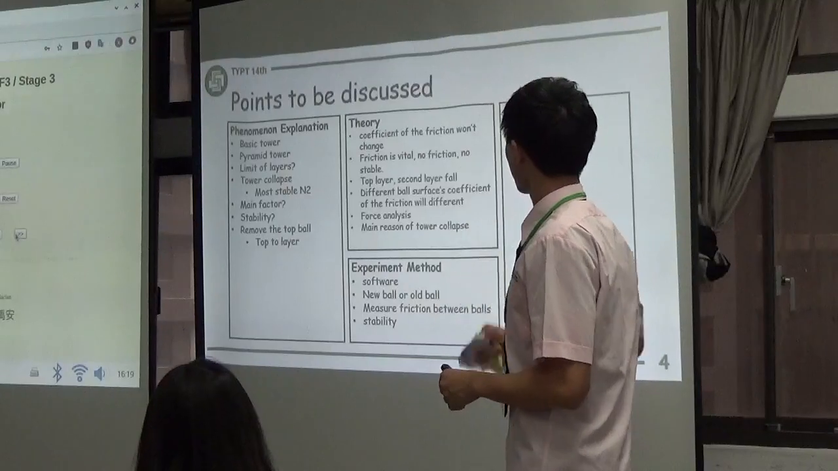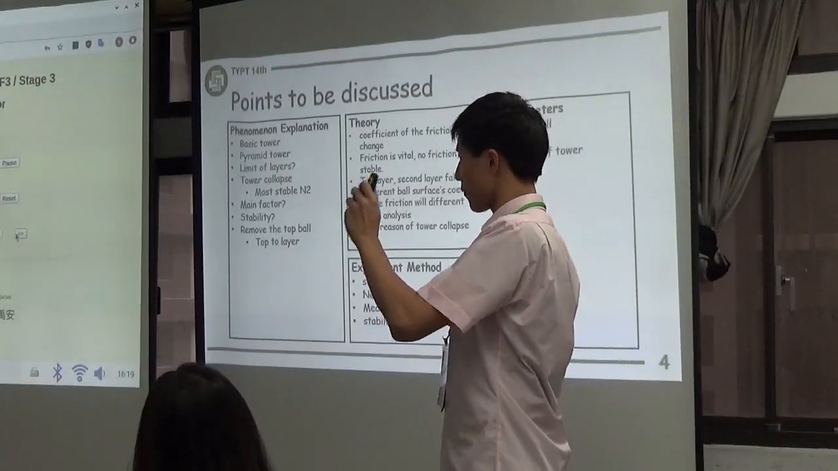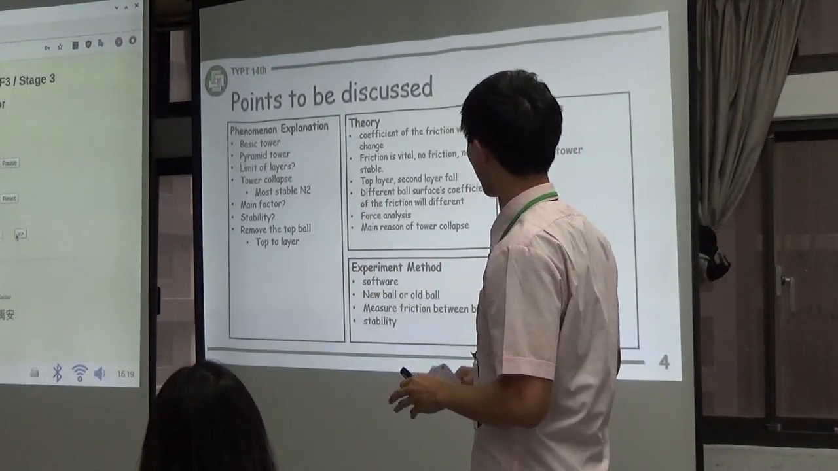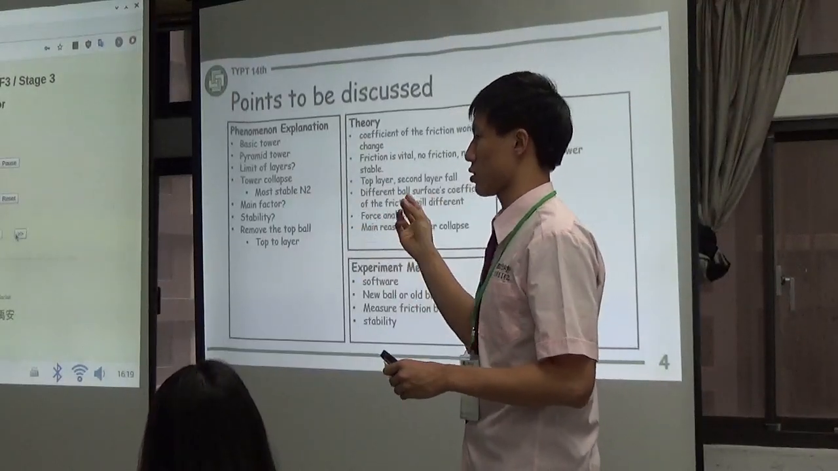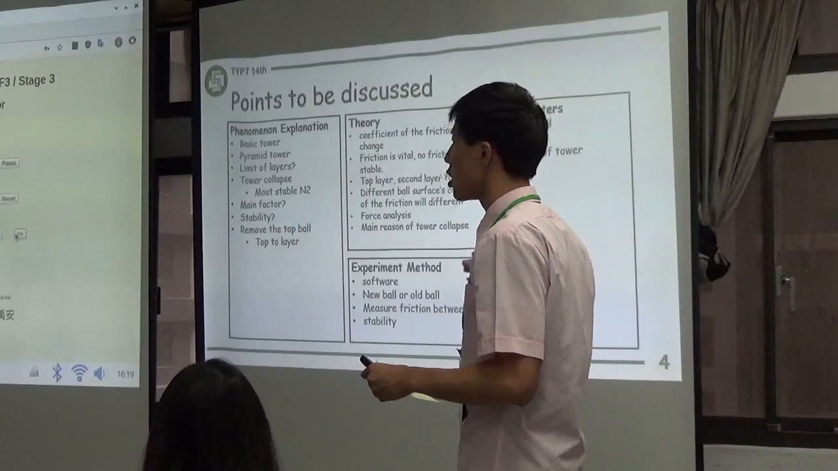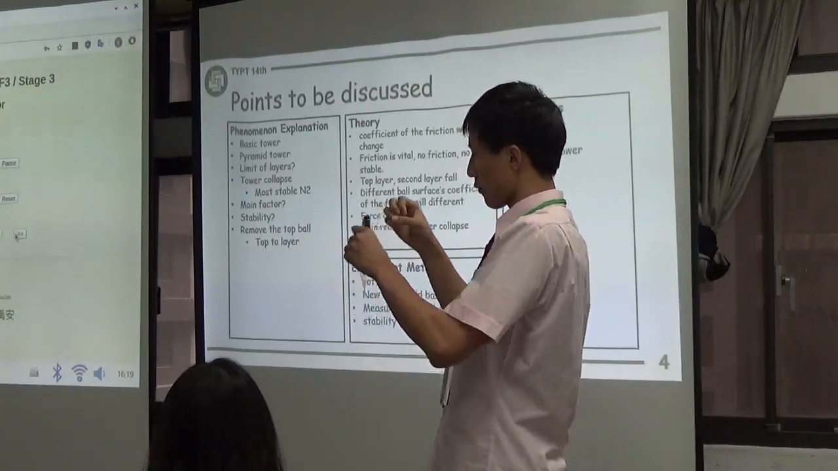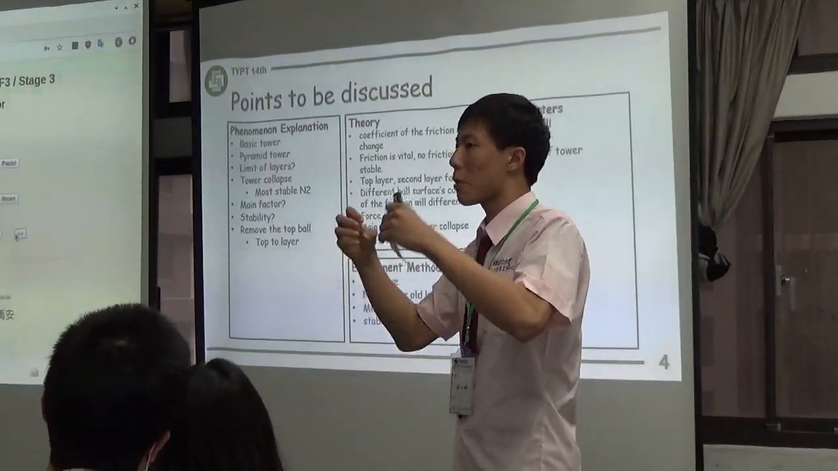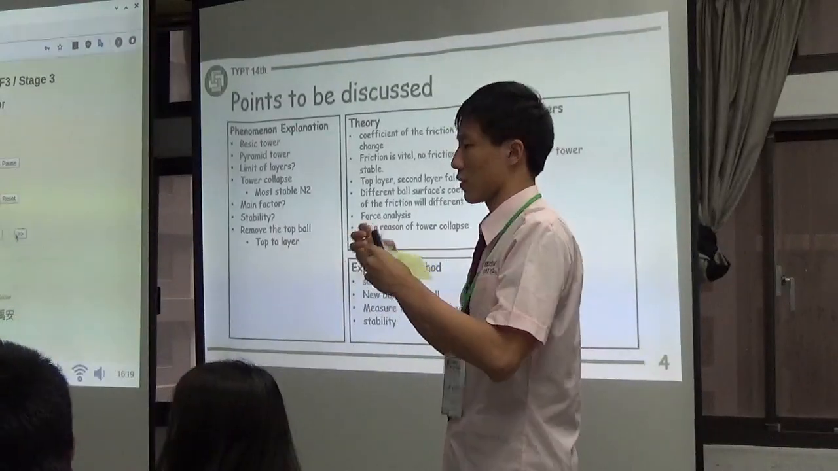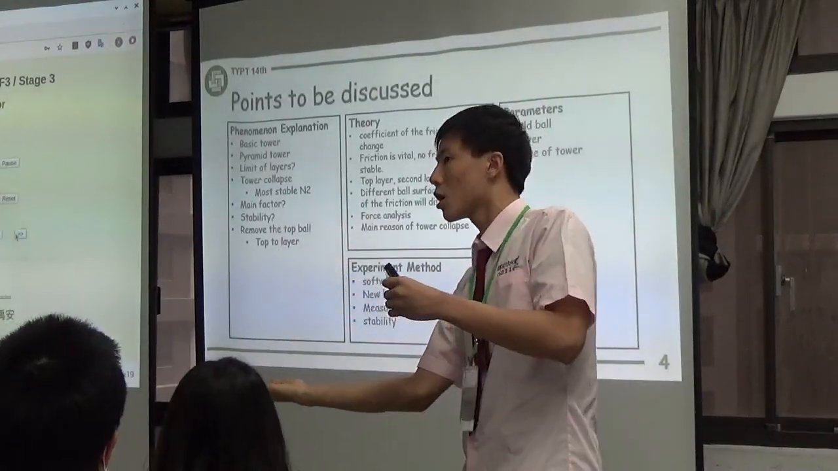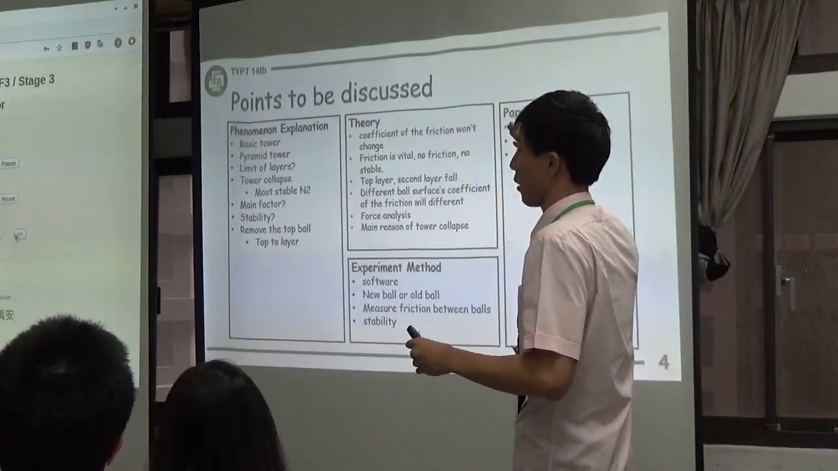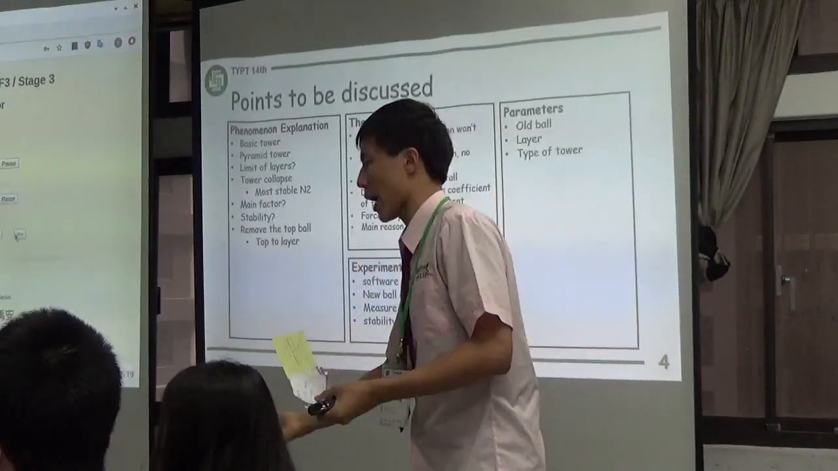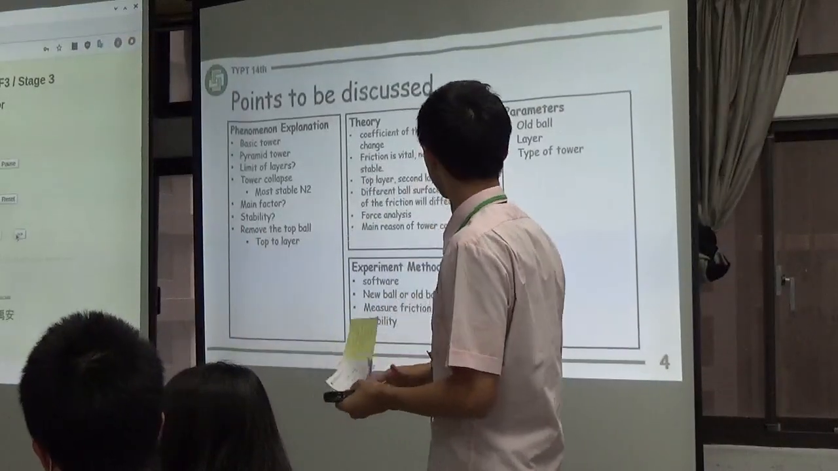All right. So to the theory part. First of all, I would like to point out that the coefficient of friction between different surfaces would not change. So the coefficient between balls and balls would not change, and so would the coefficient between balls and the surface. And so friction is vital. Without friction, we can't build a tower, and there won't be a stable status.